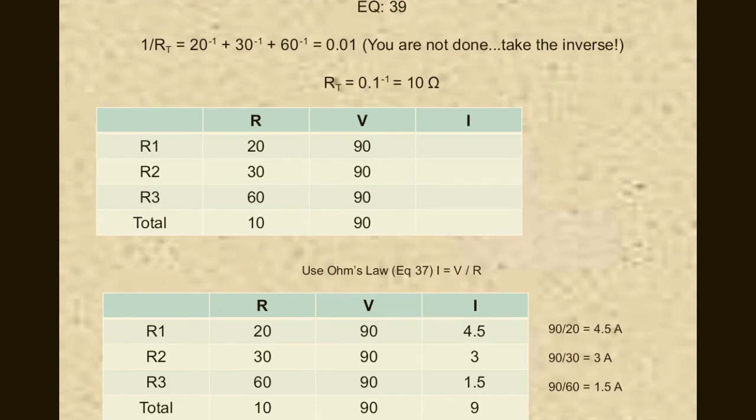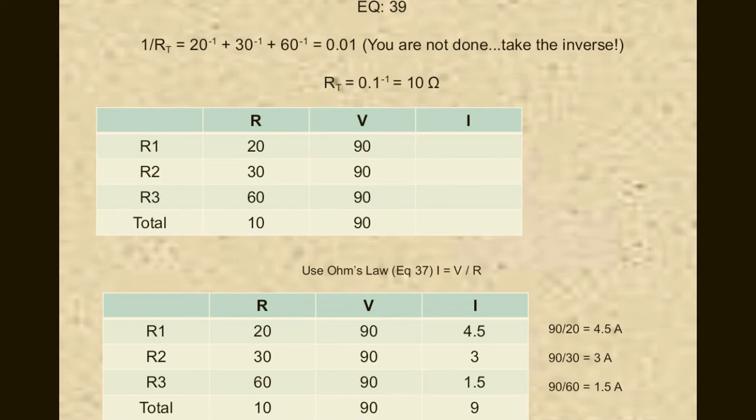So 90 divided by 20 gives us 4.5, then 3, and then finally 1.5. And the reason I left that last one blank, didn't show any work for it, is because there's 2 ways you can get that answer. You can get that answer by simply adding up the 4.5 plus 3 plus 1.5. Remember, that's the pattern that we talked about, and that will add up to 9.